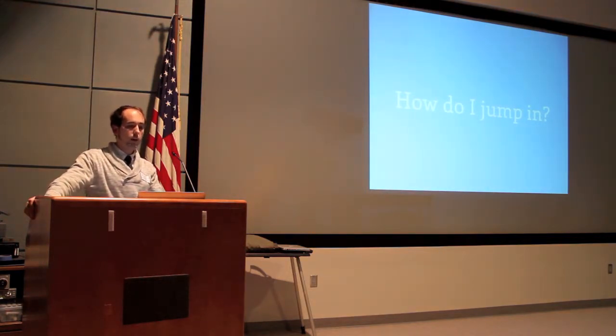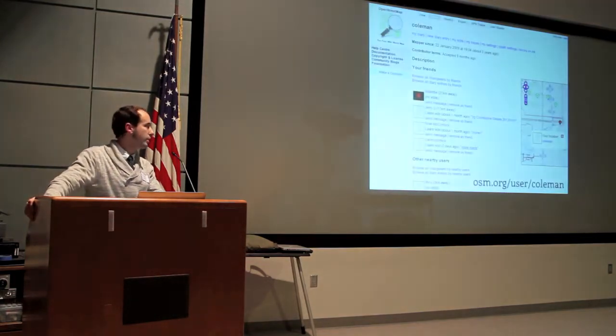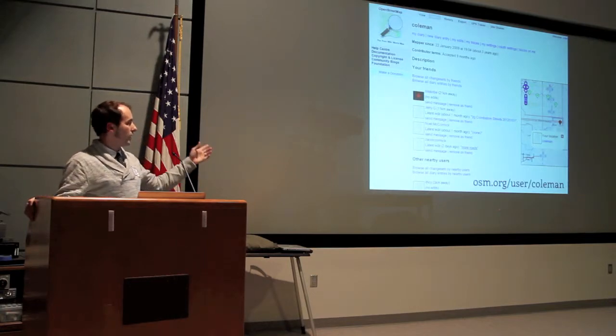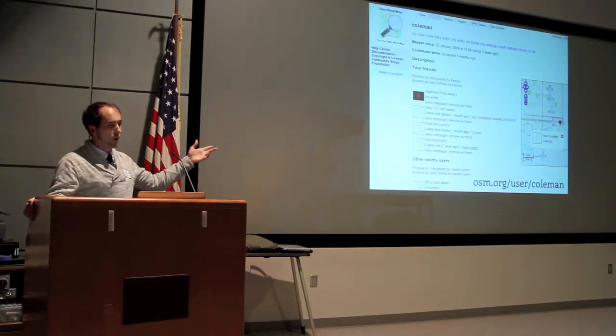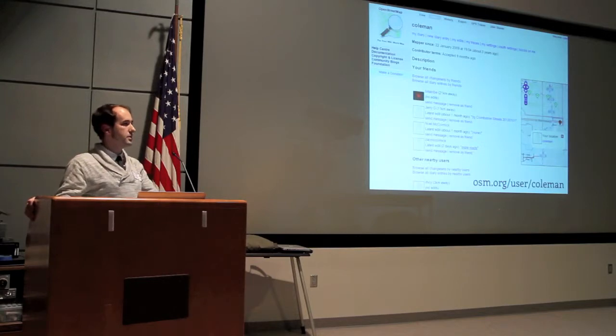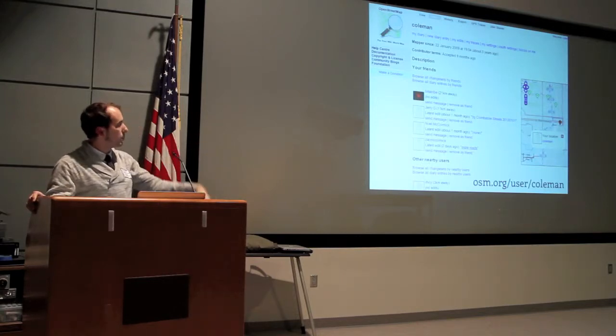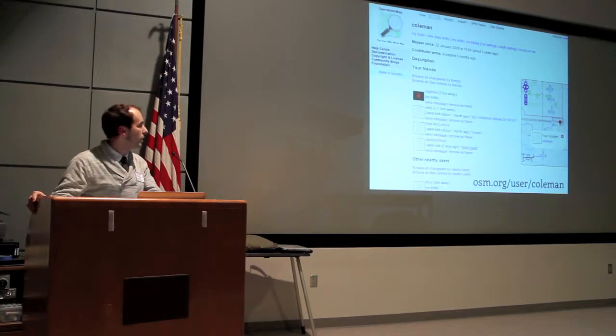So how can you jump in and start participating? All you do is go online to the OpenStreetMap website and create a free account. You can start contributing right away. This is an image of my account there on OpenStreetMap. You can go in and browse other people's edits and changes and see what's going on. You can friend each other and find people nearby that can help you map.